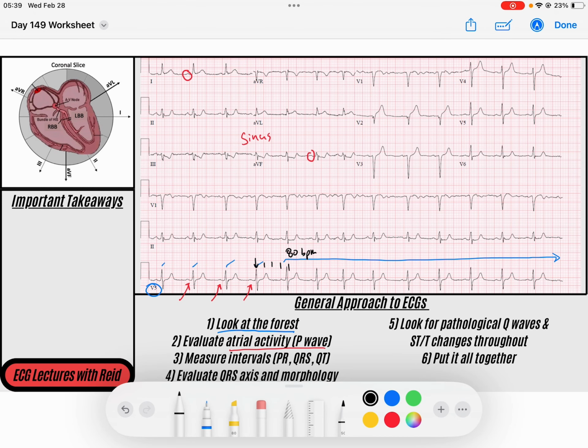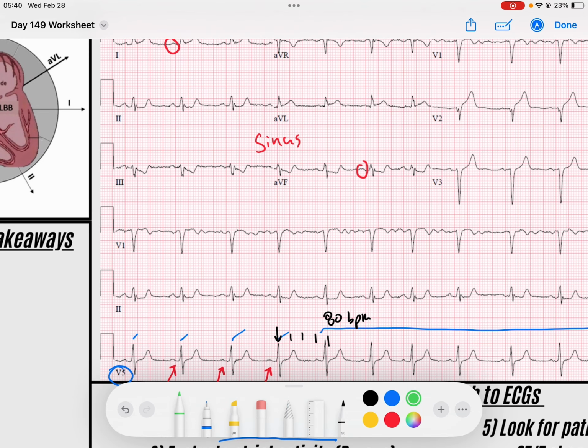The next thing that happens in our conduction pathway is the AV node captures that signal, and that's displayed as the PR interval. I can measure my PR interval, and we want it to be between 120 and 200 milliseconds. We know that is 3 to 5 small boxes, and so that PR interval meets that normal criteria.